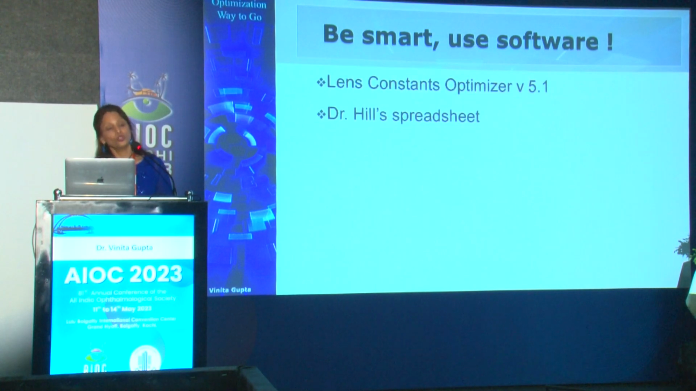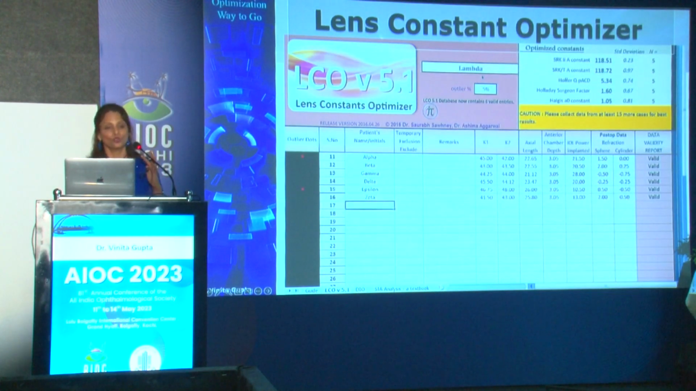So be smart, use the software, and we have two optimizers available, Dr. Hill's spreadsheet and the lens constant optimizer, which is given by one of my co-instructors who is not with us now because he's totally gone into the field of AI and he's developing more formulas and more work on it. So Dr. Saurabh has given this lens constant optimizer, who was one of the co-instructors who started this course initially when it was started in 2015.